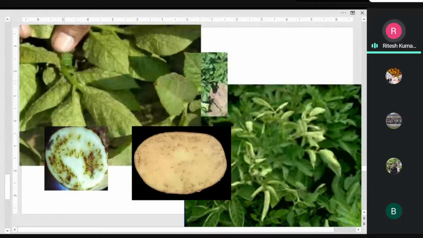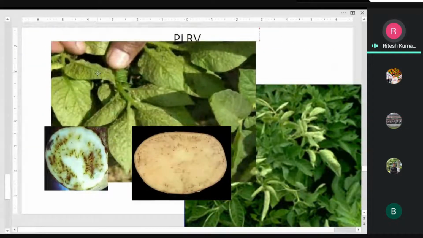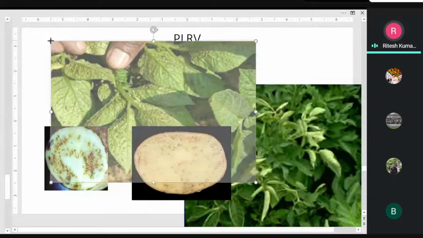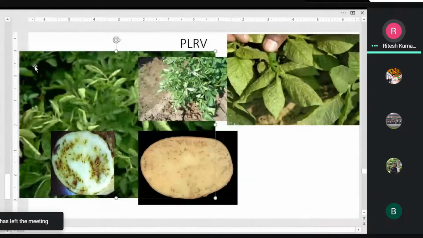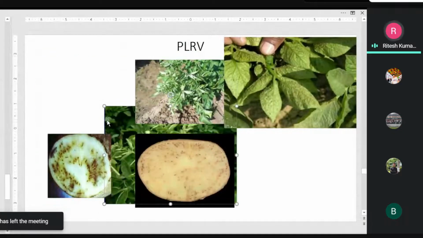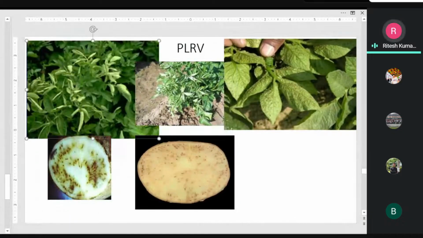So in case of viral diseases it is very difficult. Someone may bring a sample and say potato virus X or Y, and you use these symptoms for speculation, but there are so many complexities. So PLRV, PVX, PVY, PVM, they occur in the same plant, in the same tissue. There may be so many complex symptoms.